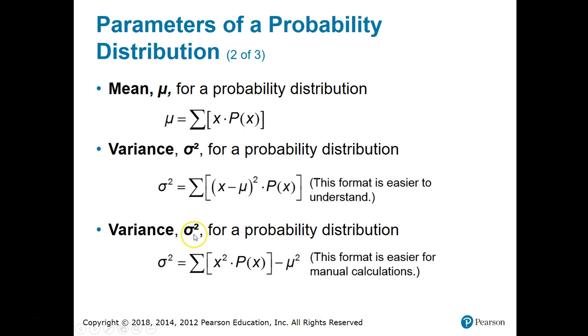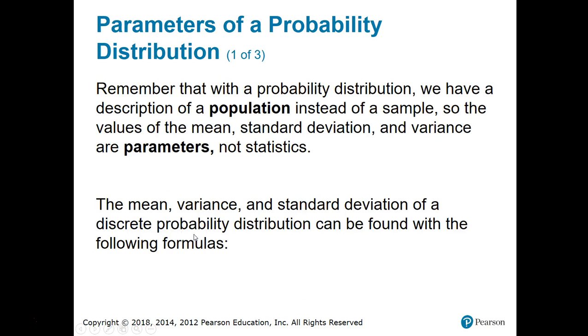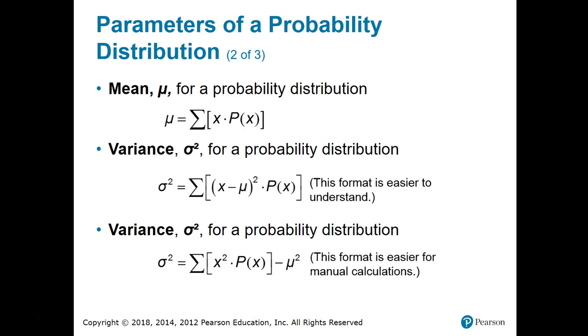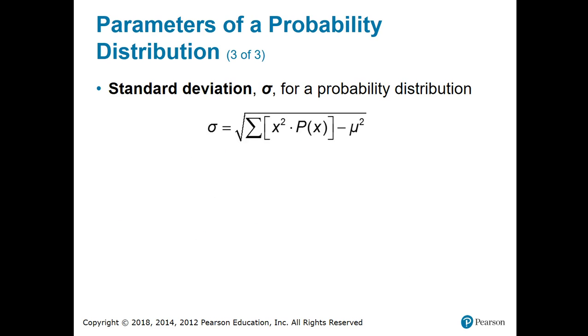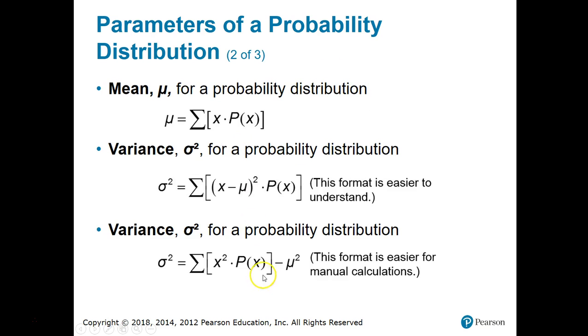So remember, variance is the square of the standard deviation. So standard deviation will just be the square root of that, the square root of the sum of x squared times P of x minus mu squared. Okay, this formula we will use. You will want to write this formula down. You'll also want to write this formula down. All right, these will be needed formulas.